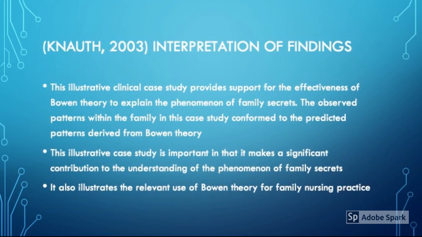The interpretation of Knott's findings in 2003 showed that the illustrative clinical case study provides support for the effectiveness of Bowen's theory to explain the phenomenon of family secrets. The observed patterns within the family in the case study conformed to the predicted patterns derived from Bowen's theory. The illustrative case study is important in that it makes a significant contribution to the understanding of the phenomenon of family secrets.